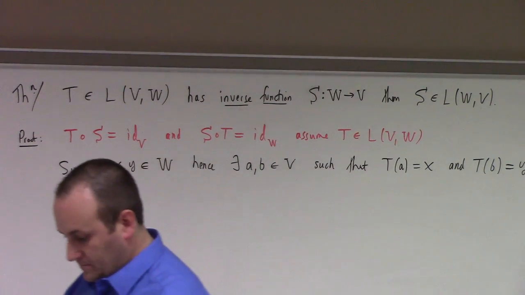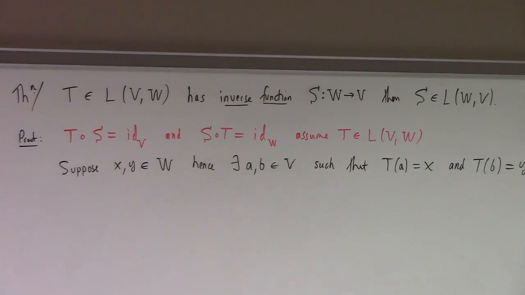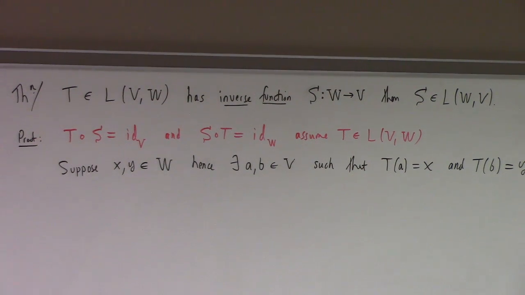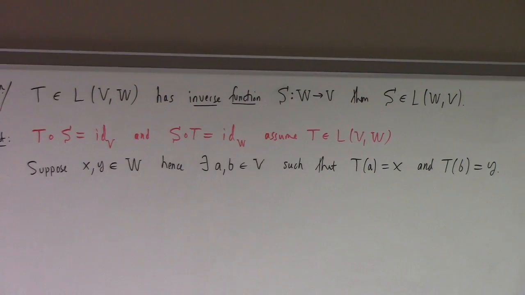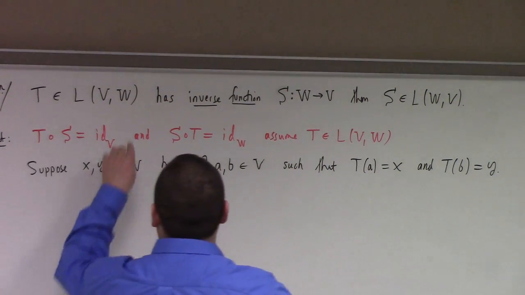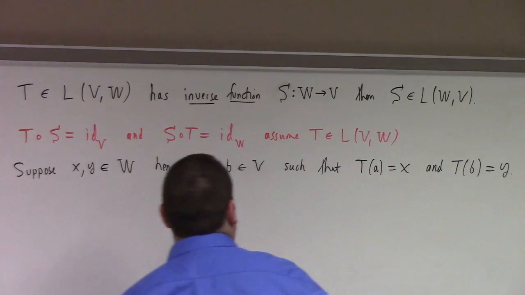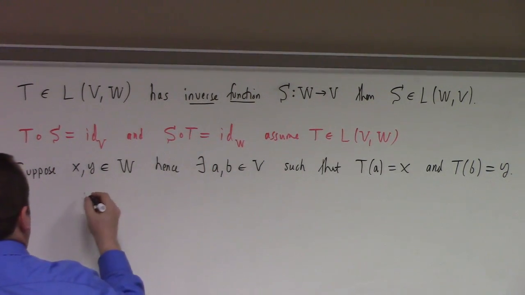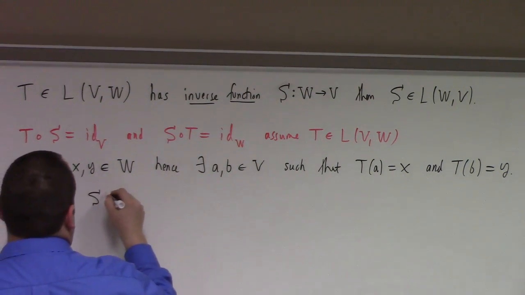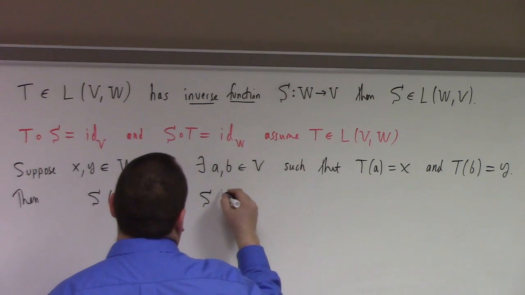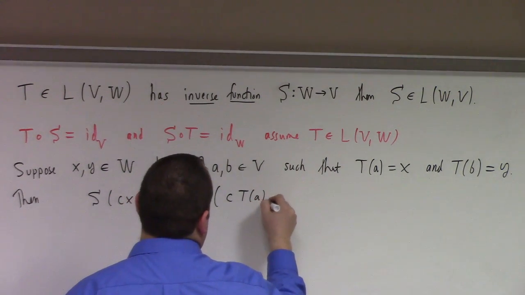Why is this true? Well, you could worry that T doesn't hit everything, right? How do I know that T actually gets to everything in W? Well, I wouldn't be able to say that it has an inverse function unless it was surjective, right? So we're assuming that T is surjective, meaning that anything in the codomain is actually mapped to by something in V. In other words, the codomain is equal to the range. All right, well, with that, now we're in business, right? So then it's easy. If you look at S of Cx plus y, which are arbitrary things in W, what do you got? Well, you've got S of C times T of A plus T of B.